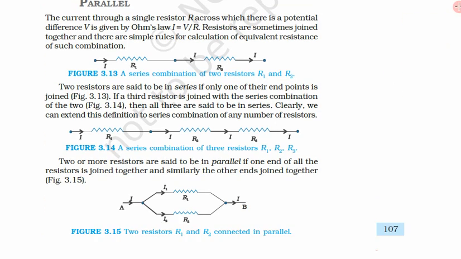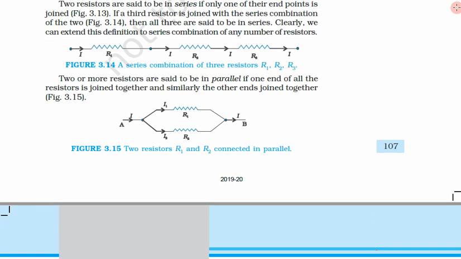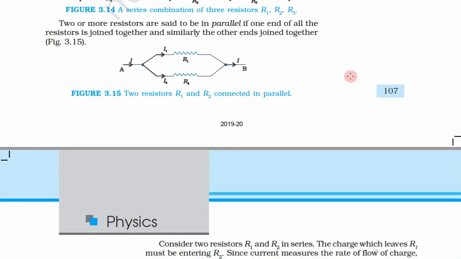Now let us see what happens. This is the series combination. Please remember these things in your mind, that we will see how we can calculate R equivalent. Now there is another type of combination which is called parallel combination.